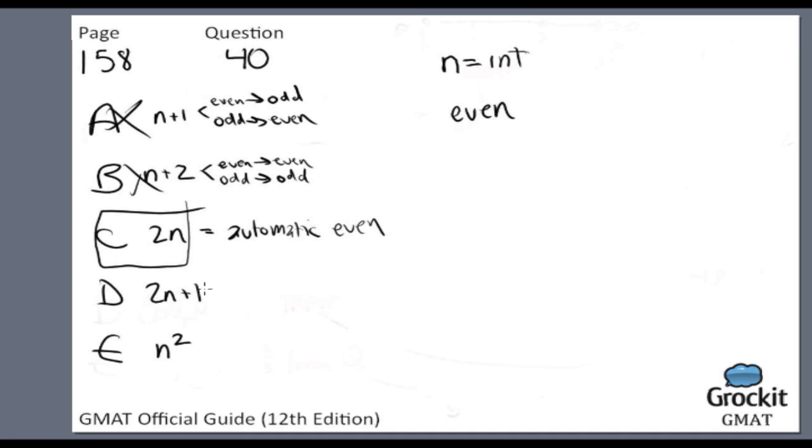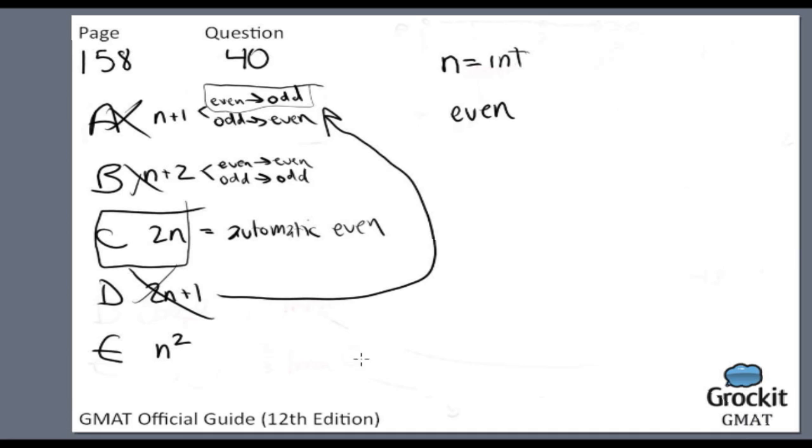Choice D, 2n plus 1, even though we get an automatic even number, adding 1 just does the same thing that this is. It gives us an even number to start with and turns it into an odd number. That can't be it. And the squared works the same way. If you start off with an even number and you square it, it stays even.